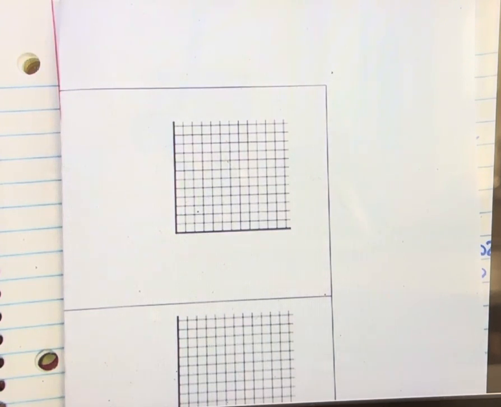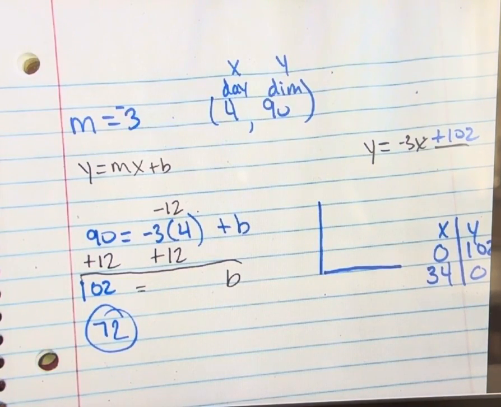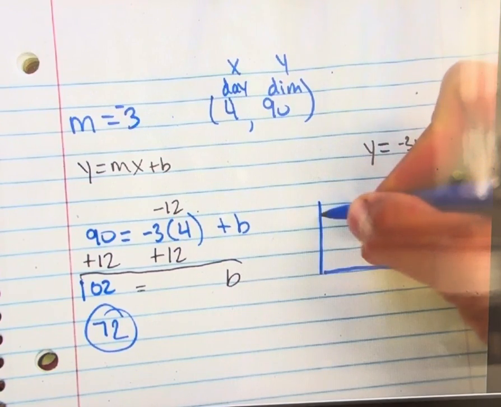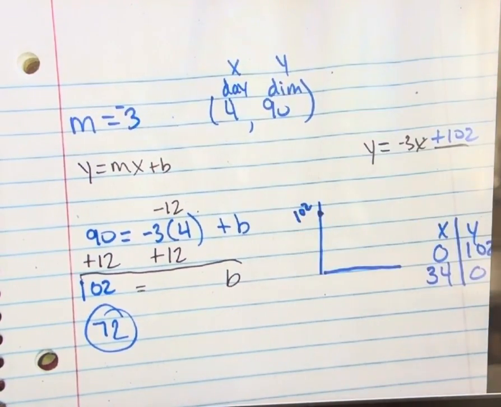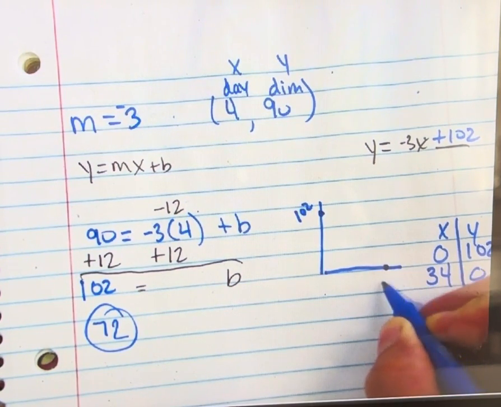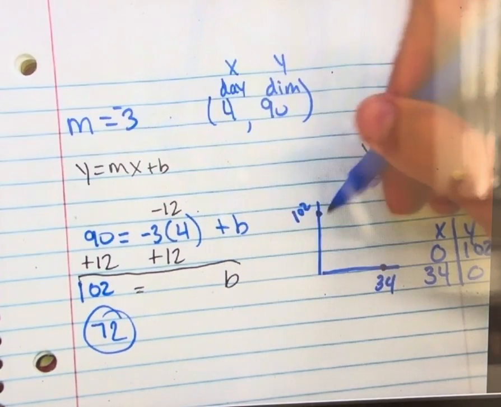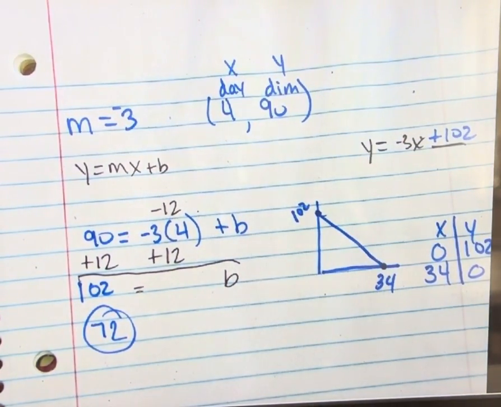So, because it's only 1 quadrant, you have 2 types of, not lines, we have a ray and a segment. So, if I plotted this one, I'm just going to estimate, I'd have 0 and 102. So I'd have to have 102 up here, right? And then 34 is the x. So somewhere over here would have to be 34. So would this be a ray or a segment? Ray.